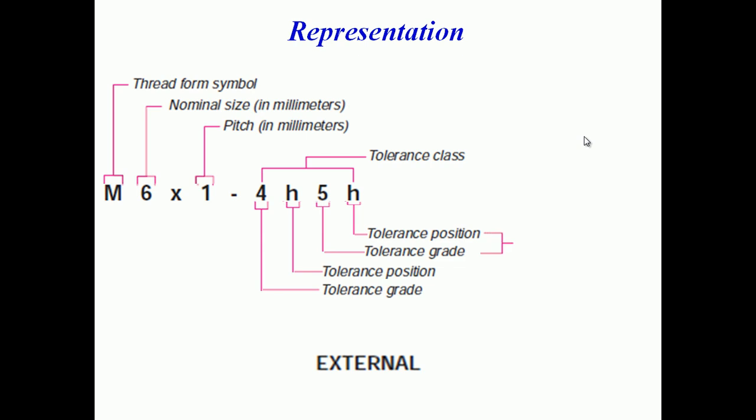So the last two denote the crest diameter tolerance symbol. In the tolerance class, the first two denote the pitch diameter tolerance symbol. So the variation between the internal and external thread is uppercase and lowercase. External means lowercase letters in the tolerance class. Internal means uppercase letters in the tolerance class.